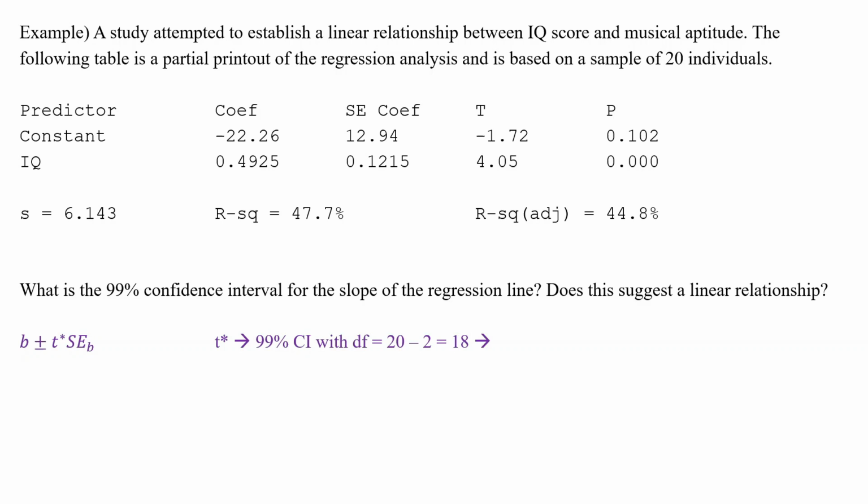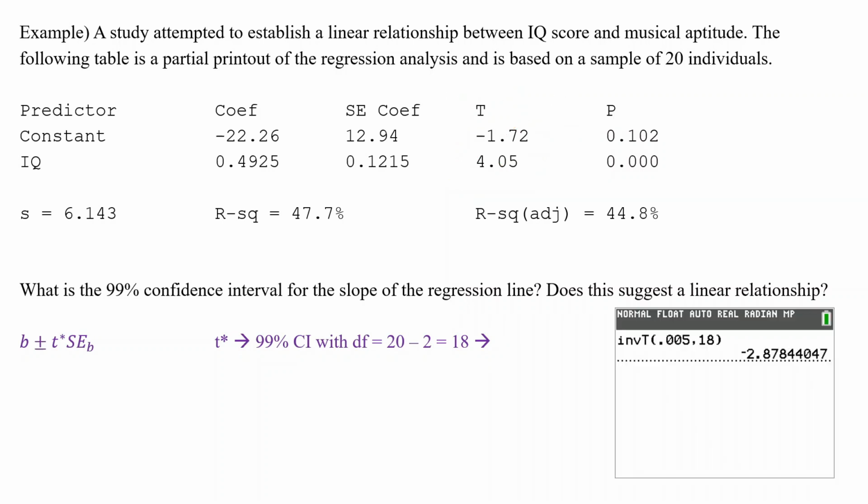We do have to calculate t-star. Our computer printout does not give us t-star. Remember, none of these are our t-star values. Those are our t-test statistics. Okay, t-star we still have to calculate using inverse t. So 99% confidence interval with 18 degrees of freedom. This is going to be our tail probability with 18 degrees of freedom.